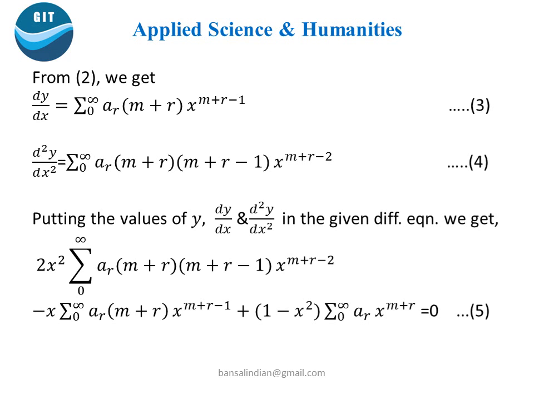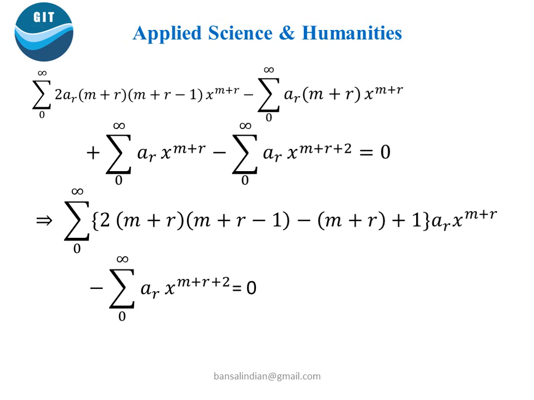On simplifying, we'll get summation r is equal to 0 to infinity 2ar m plus r into m plus r minus 1 x to the power m plus r minus summation r is equal to 0 to infinity ar m plus r x to the power m plus r plus summation r is equal to 0 to infinity ar x to the power m plus r minus summation r is equal to 0 to infinity ar x to the power m plus r plus 2 is equal to 0.